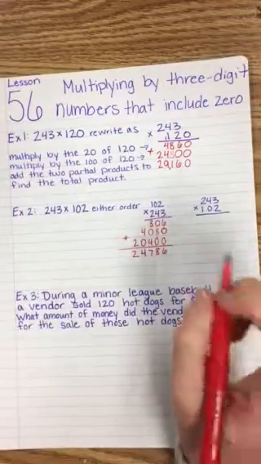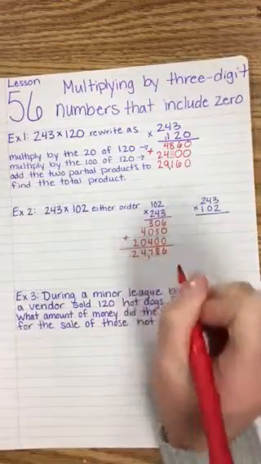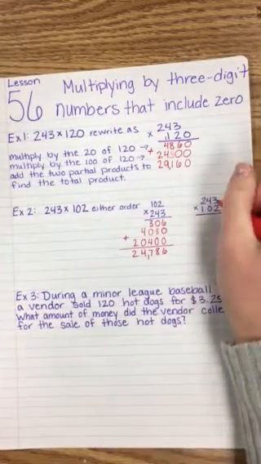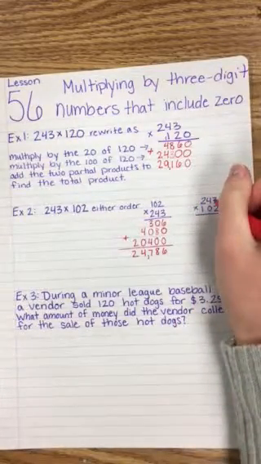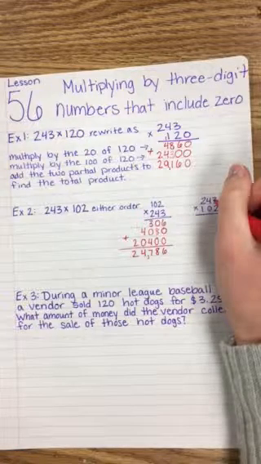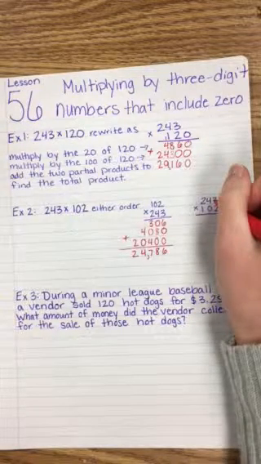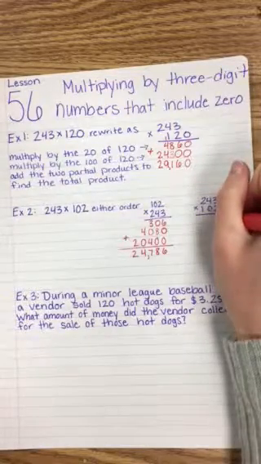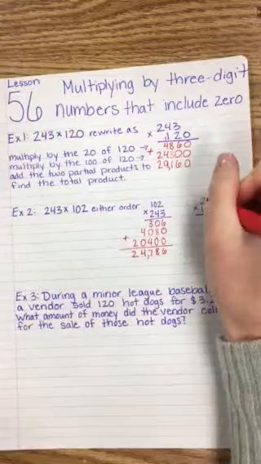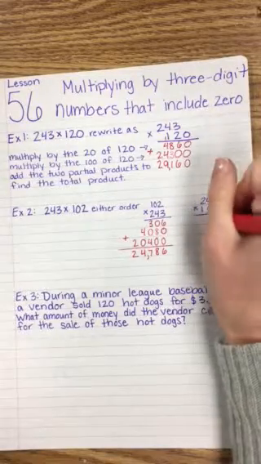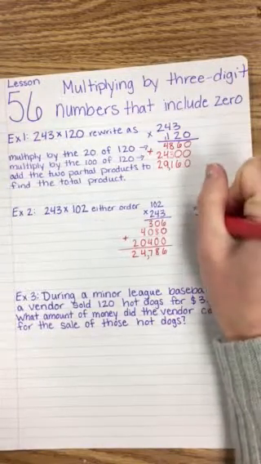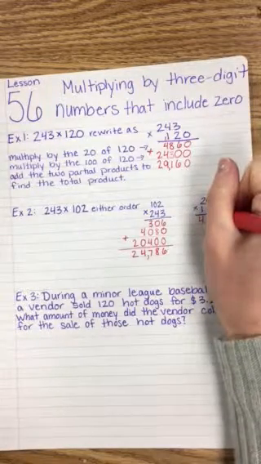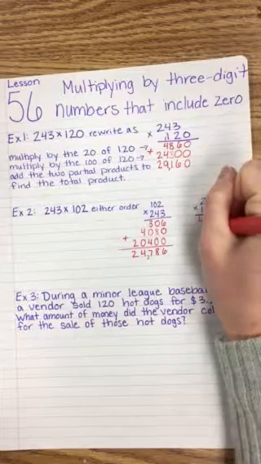The answer is 24,786. Now I'm going to show you another way to get the answer. I'm going to show you a shortcut. It's called bringing down the 0 from the bottom factor rather than multiplying it. So 2 times 3 is 6, and then 2 times 4 is 8, and 2 times 2 is 4. Then I'm going to bring down this 0.